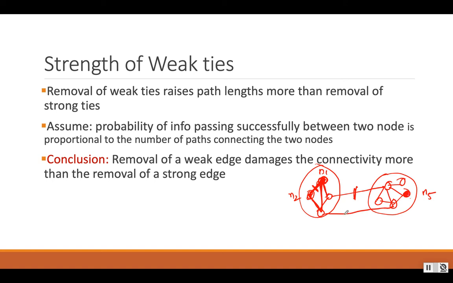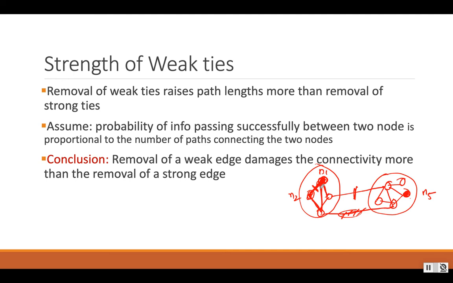Even if we don't have this weak connection, this can actually raise the path length more than removal of the strong tie. Strong tie means all of them know each other, but weak ties can be, in some communities, the only path or one of few paths connecting two communities. So if we remove the weak ties, that is going to raise the path lengths more than removal of the strong tie.